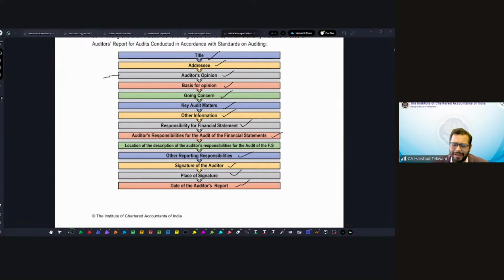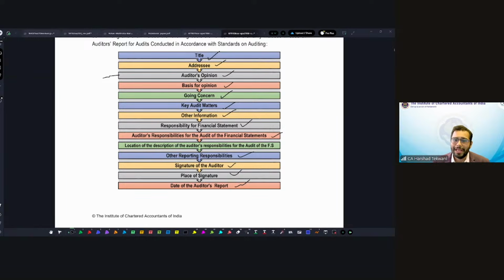3CD is the additional matters, so that is altogether different. But 3CA and 3CB: if it is not a company, then 3CB. Otherwise, it will be 3CA. Okay, let's say 3CB. Now, if there is a 3CB, will you go with the format which is there in the 3CB, or will you go with the format that we discussed just now? Obviously, 3CB. You will issue the audit report in the format of 3CB.